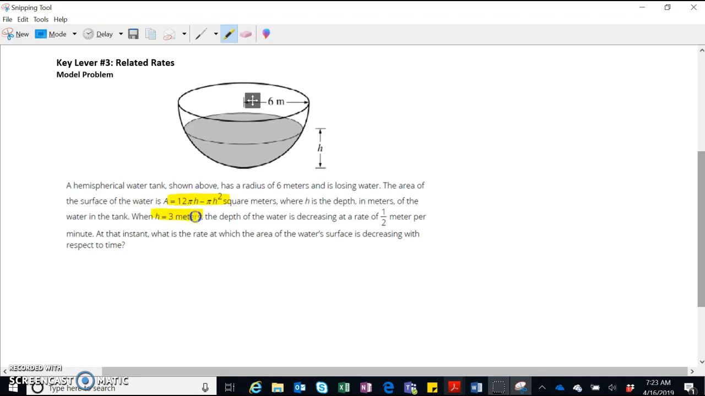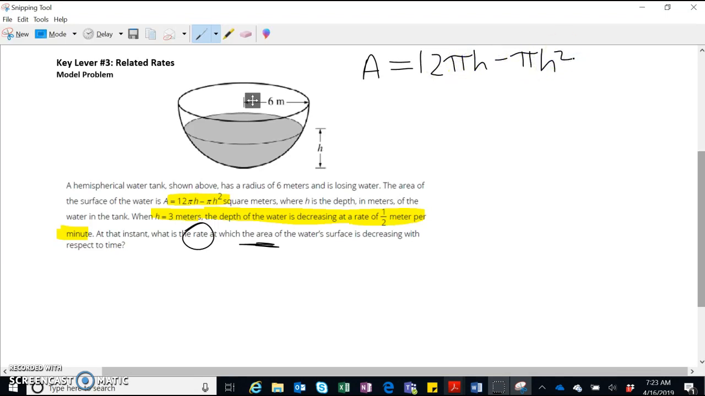When h is 3, the depth of the water is decreasing at a rate of 0.5 meter per minute. At that instant, what is the rate at which the area of the water's surface is decreasing with respect to time? So there's a lot going on here in this problem. I see a formula for A that's given to me down there, 12 pi h minus pi h squared. I see at the very end, the request in this problem is to find the rate of that area. So the rate of area with respect to time.